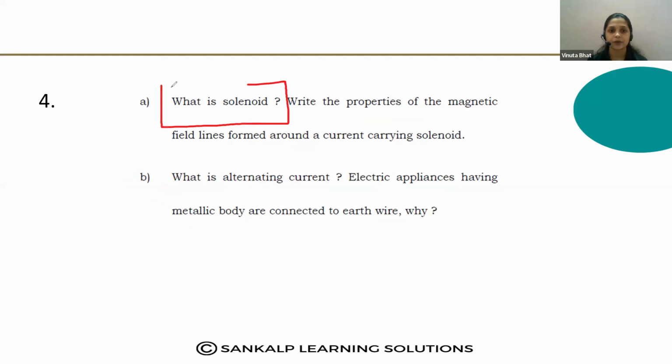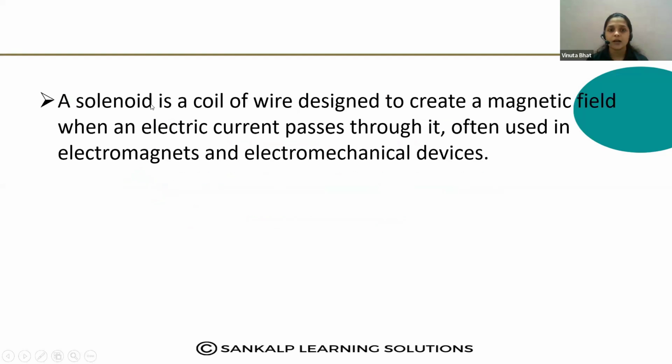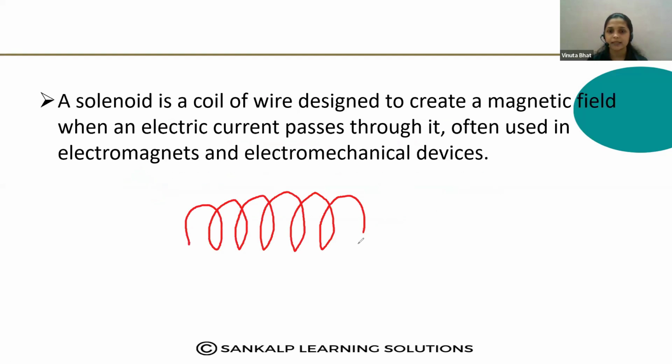What is a solenoid? A solenoid is a coil of wire designed to create a magnetic field when an electric current passes through it. Just connect it to the battery. It is often used in electromagnets. So this is a solenoid.